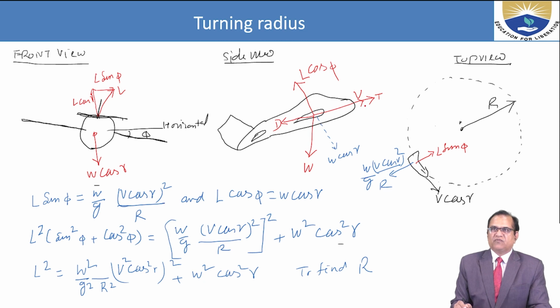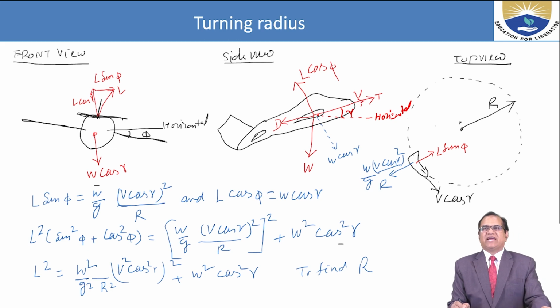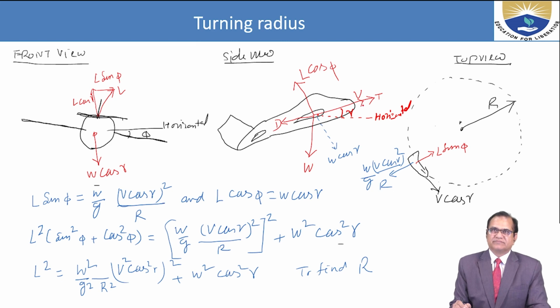It is moving with the velocity V, which has gamma as the flight path angle. Velocity V is inclined at gamma from the horizontal. We are also assuming that the thrust is in the same direction as the velocity. If you see here, the weight component, and this is also gamma. So the component opposite to the lift component, L cos phi, is W cos gamma.